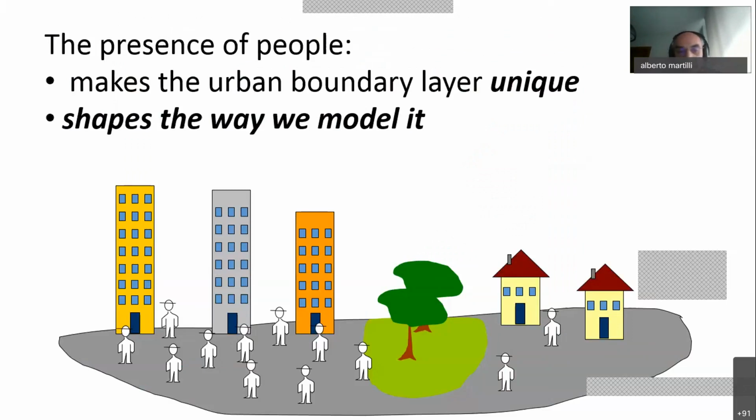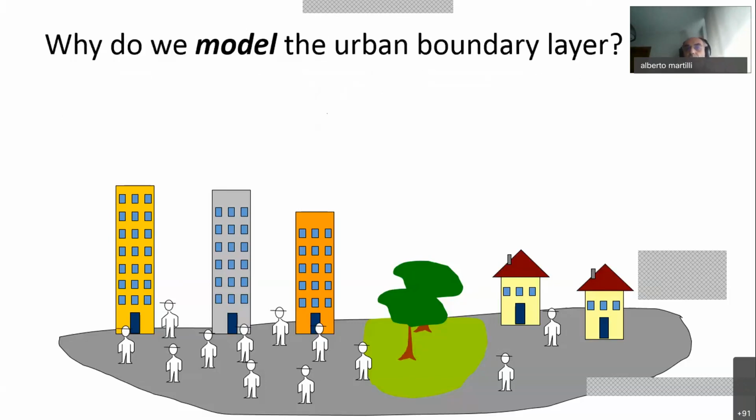What does it mean? What I mean is that every time you want to simulate a natural system, you have to make a choice, because a model is always a simplification of nature. So you have to choose which part of nature you want to represent better than other parts. And this is determined basically by the reason why you run the model. So why do we run the model usually in the urban boundary layer?